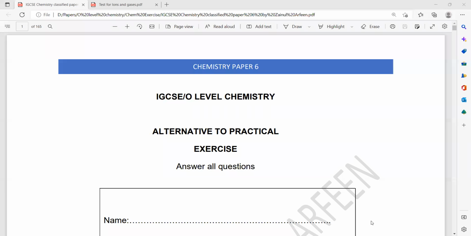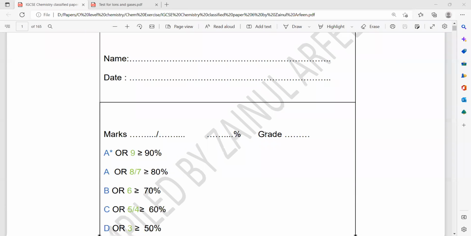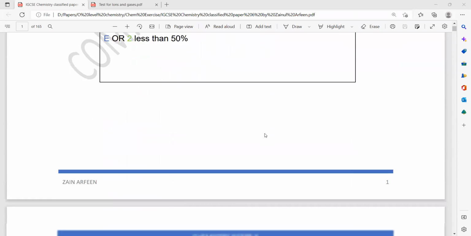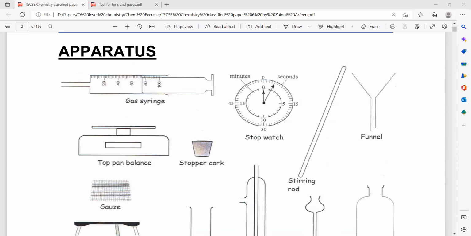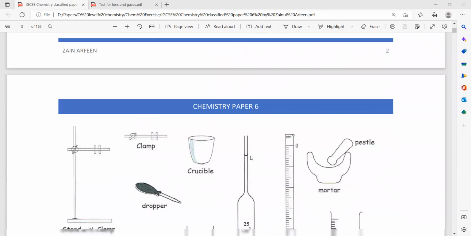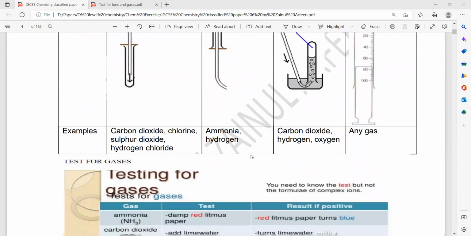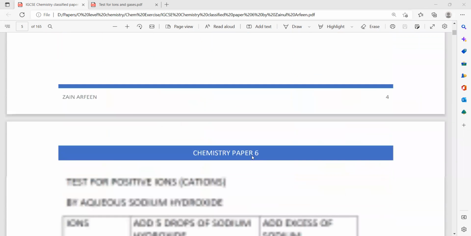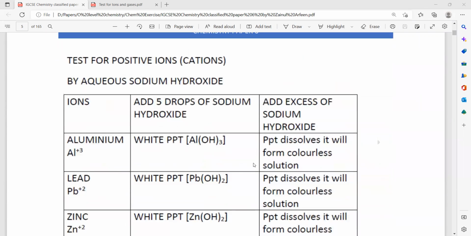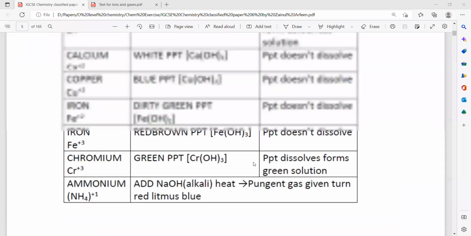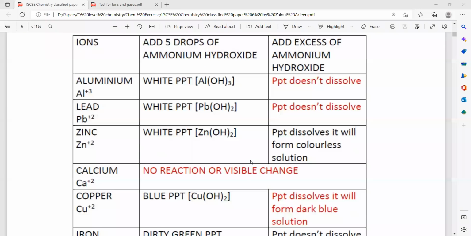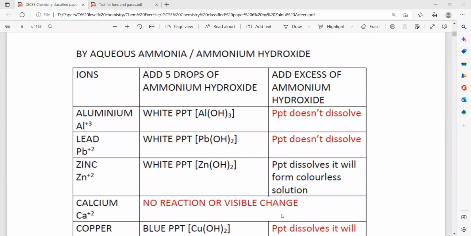So this one is classified paper 6 of chemistry, and the things which you have to memorize are given in the first 10 pages. You have to learn the apparatus. You have to learn how different gases can be collected, and the tests for the gases. Then, what is the effect of adding sodium hydroxide in excess and in a small amount? Same thing, what is the effect of adding ammonia solution or ammonium hydroxide in excess or in a small amount?